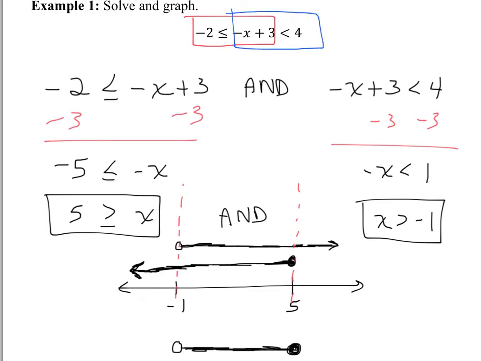Because that's literally what this is saying at the top: -2 is less than or equal to -x plus 3. Then when you see another thing come after, it means and -x plus 3 is less than 4. So the fact that you see a continued statement, meaning another inequality sign, indicates the word and, where you repeat the middle term there.